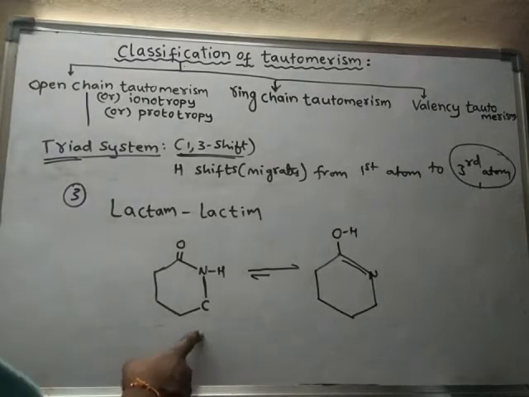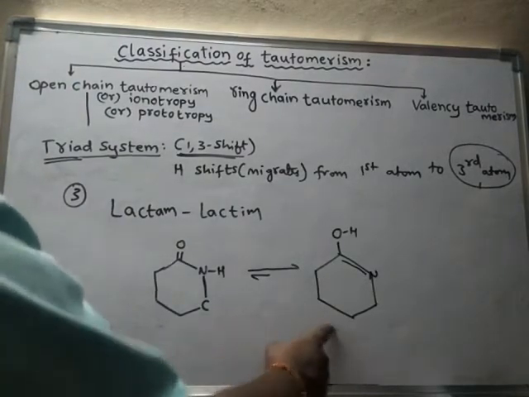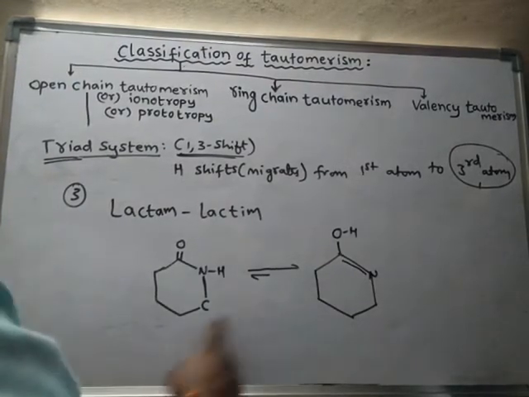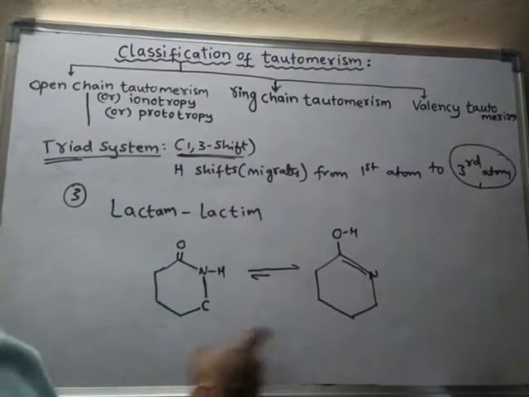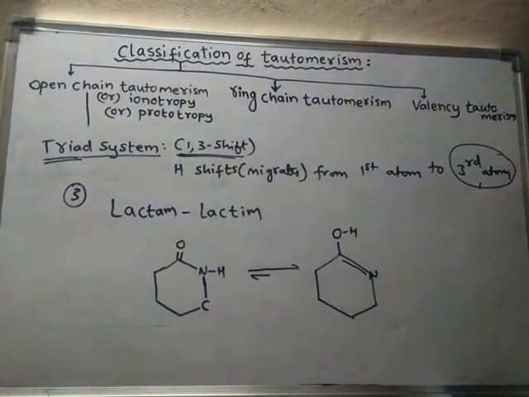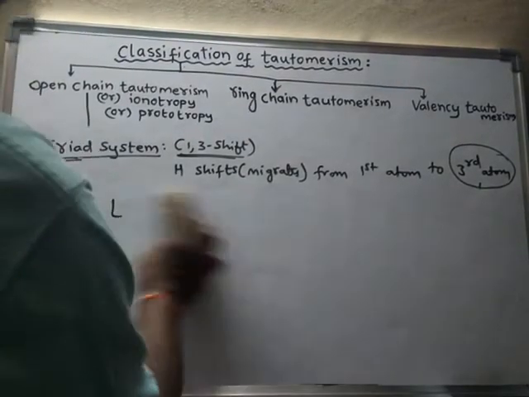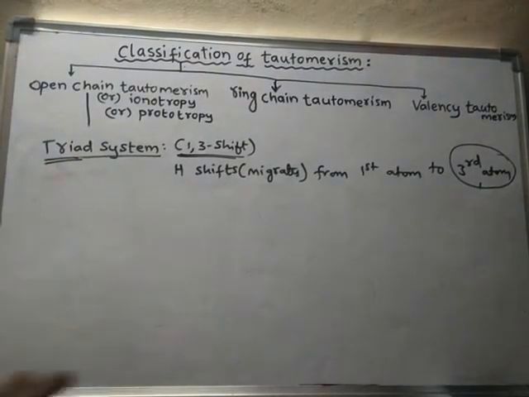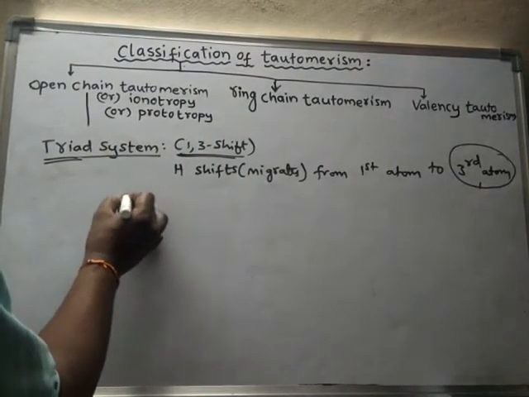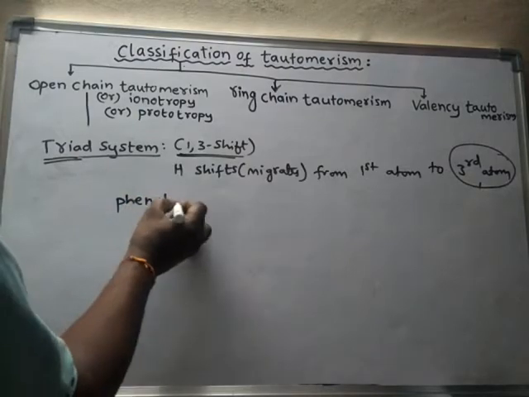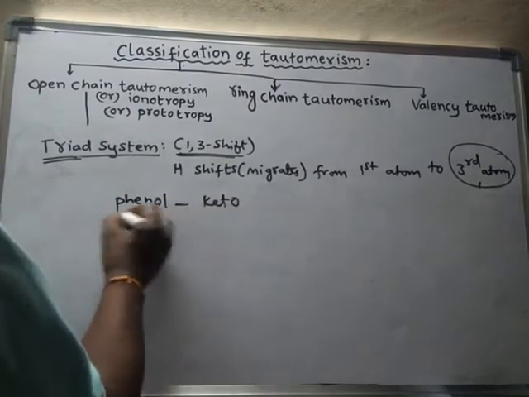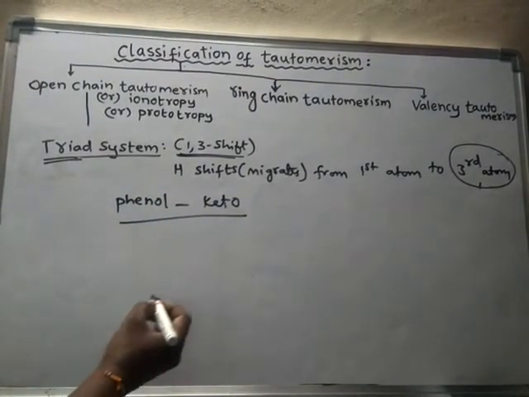Okay, lactam, lactim. These two are tautomers. What type of tautomers? Triad system tautomers. Okay, right. Next, another example for a triad system: phenol, keto type. Phenol and keto type.